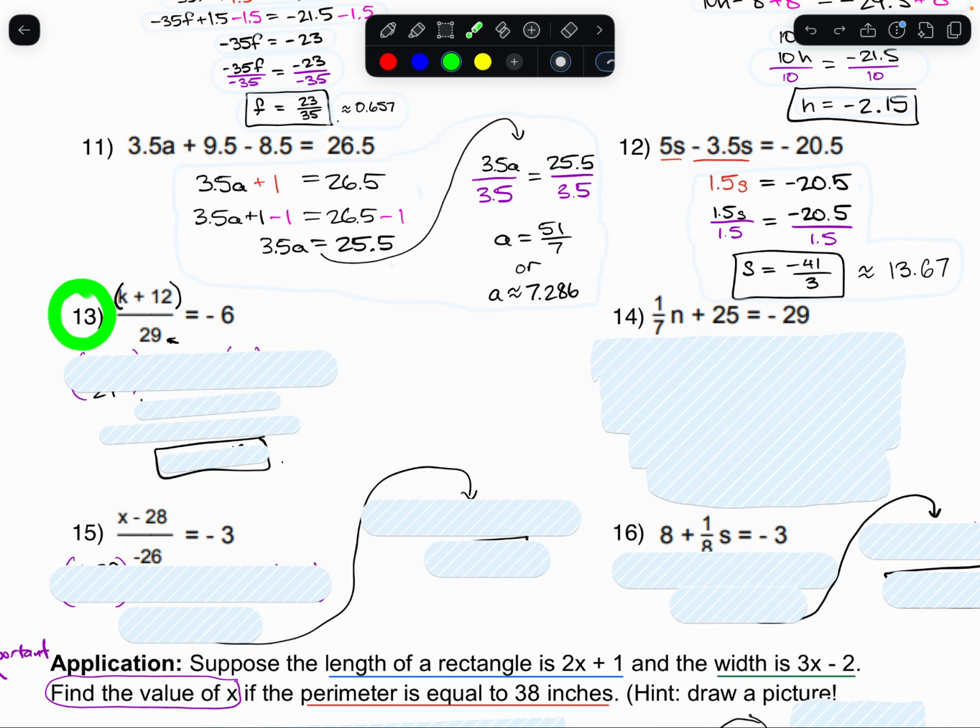I want to talk about 13 because 13 is a little different. We have a fraction bar here. So we are actually going to multiply both sides of the equation by the denominator because it's like there's parentheses here. And that will get us the numerator by itself, k plus 12. And when we multiply the other side, it'll get negative 174. Subtract 12 from both sides to solve for k.